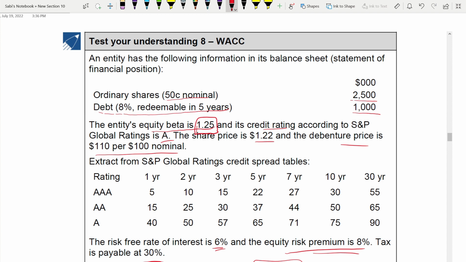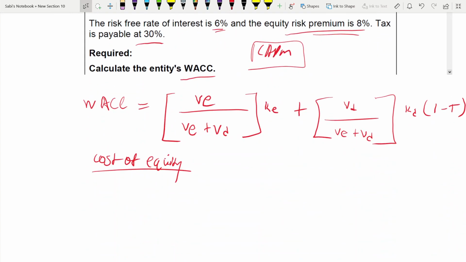See, first you need to find the number of shares. You see from your balance sheet, this is 50 cents nominal, 2,500. So first, what do you do? Write the whole amount. When you're working out, never drop down the three zeros. You have your Excel, you can write down the whole number. Divide this by 0.5, 50 cents.